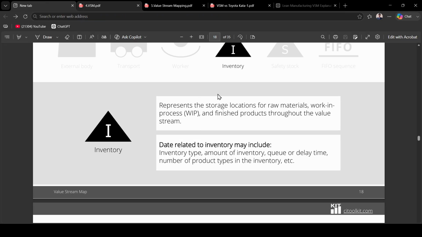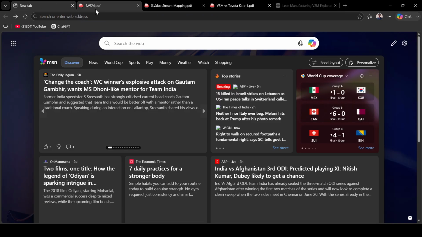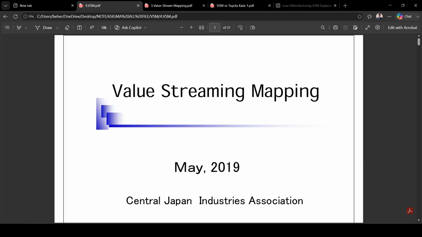These are the symbols of the value stream mapping. And one more topic is also value stream mapping. So I will explain this topic.